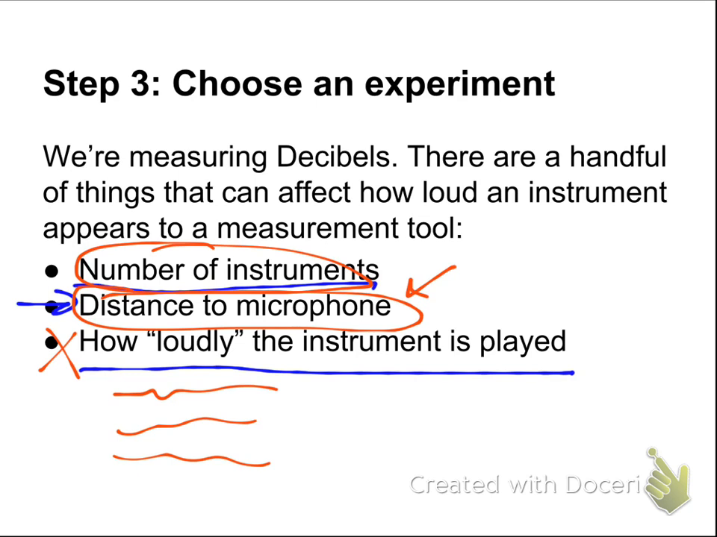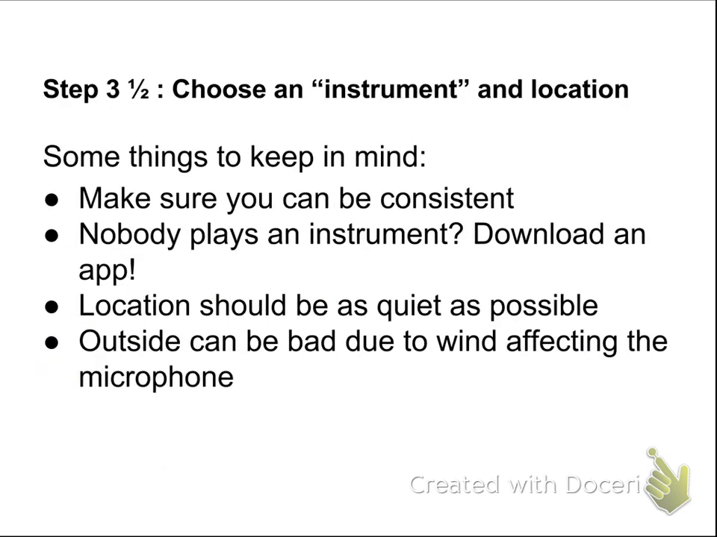I would also recommend at this point, when you choose an experiment, just running over to me real quick and running the experiment by me to make sure everything sounds good, and that you guys are kind of in the right direction, so to speak. So the next step, 3.5, I'm saying 3.5 because you need to choose an instrument, but you also need to choose a location.